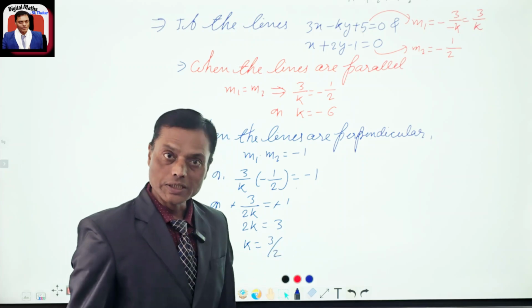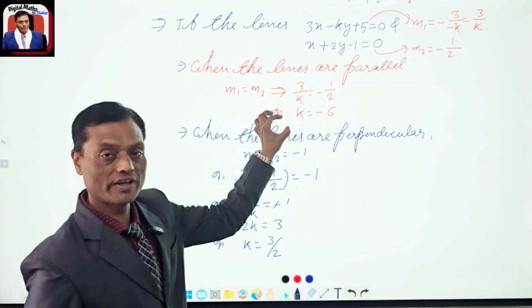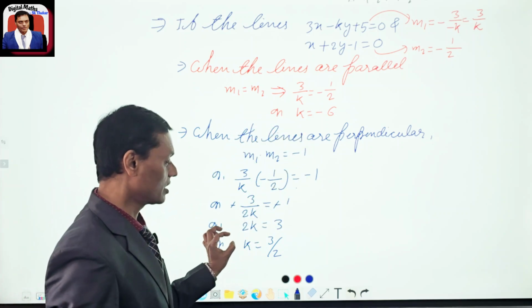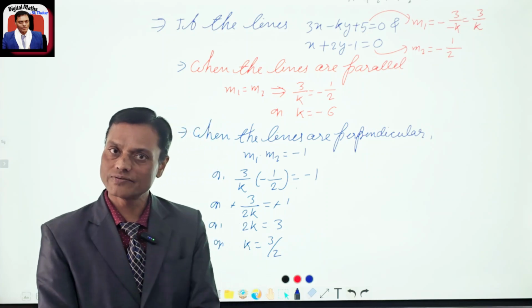So we got different values of k. When the lines are parallel, then the value of k is minus 6, and when the lines are perpendicular, then the value of k is 3 by 2. So hope you have understood this video.